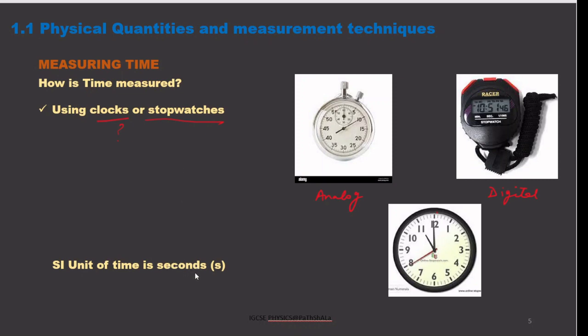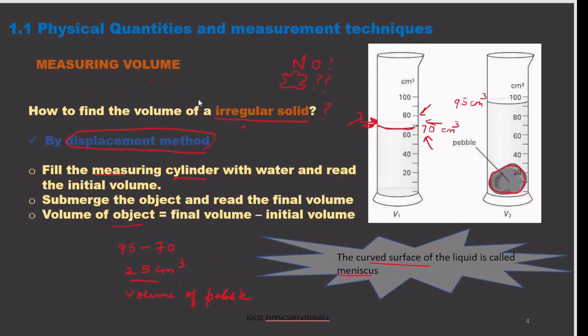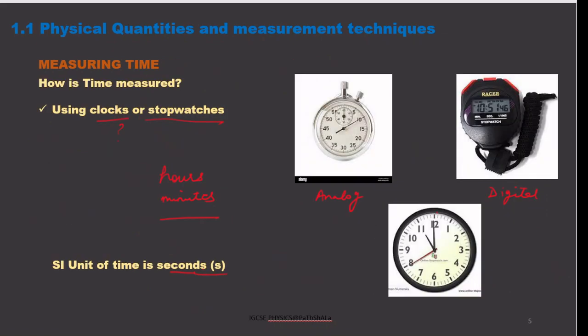So the SI unit of time is seconds. Obviously time is also measured in hours and in minutes, but the SI unit again is seconds. And just to get back, what is the unit of volume? It's centimeter cube or meter cube. The SI unit will be meter cube, and the other units can be centimeter cube, millimeter cube, and many more. So now you know how length is measured using a ruler, volume is measured using a measuring cylinder, and time is measured using a stopwatch or a clock.